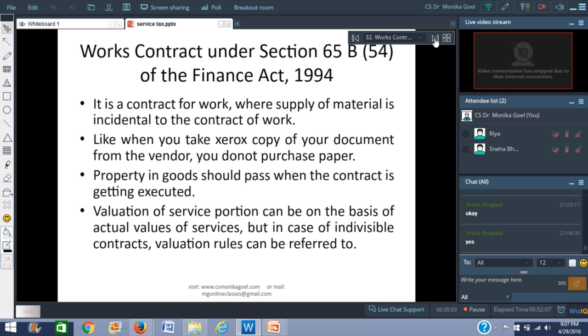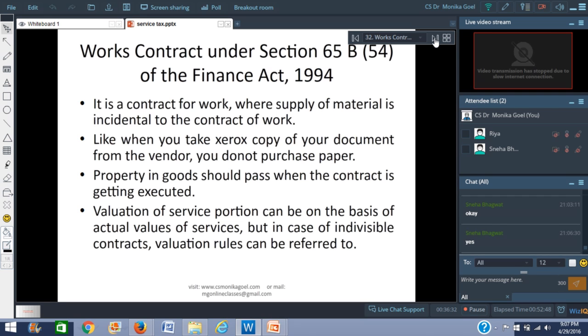Now the tailor uses the stitching thread, and some of the buttons on his own, right? So while he has taken a contract for work, he's also providing you some supply of material. Similarly, you go to a Xerox shop, you ask him to Xerox a particular document for you. Now when he gives you a Xerox copy, he also gives you the paper on which the Xerox has been given. You go to a photographer, you go to a photo studio, ask him to click a picture of yours. He gives you the printout of the picture, so he also charges you for the paper in that particular picture.